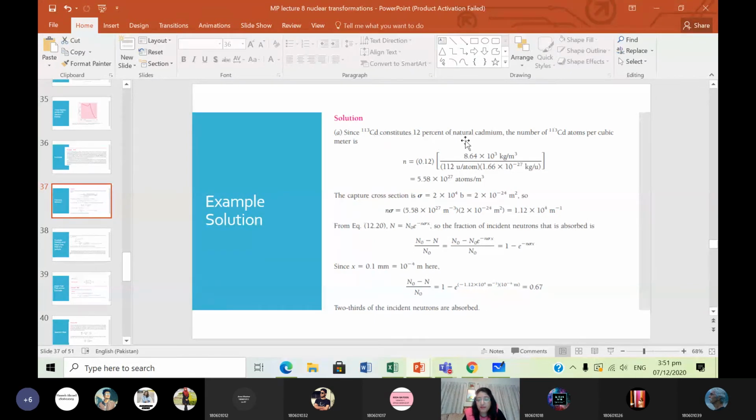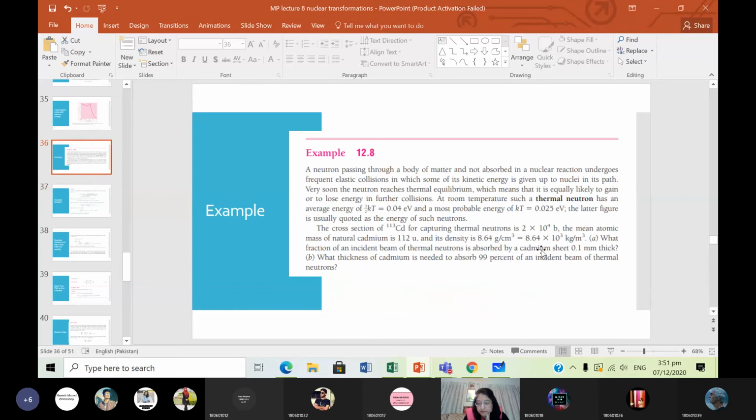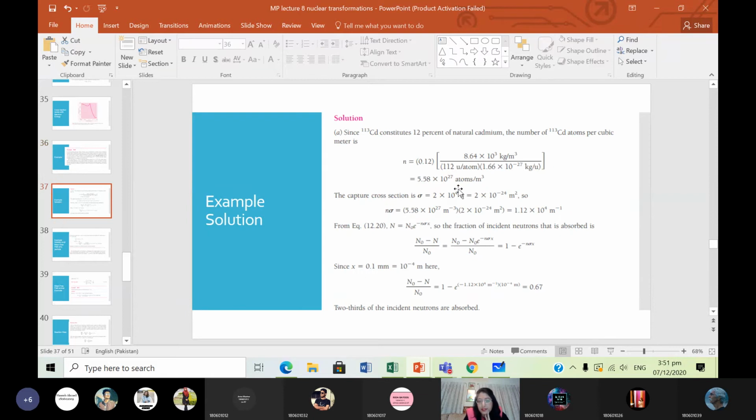113 cadmium constitutes 12% of natural cadmium. So the number of 113 cadmium atoms per cubic meter is 0.12 times its total mass divided by, now we're using the same procedure as we have done several times before to find the number of atoms per cubic meter. To find the number of atoms per cubic meter, we have to divide the total mass by the mass per atom.